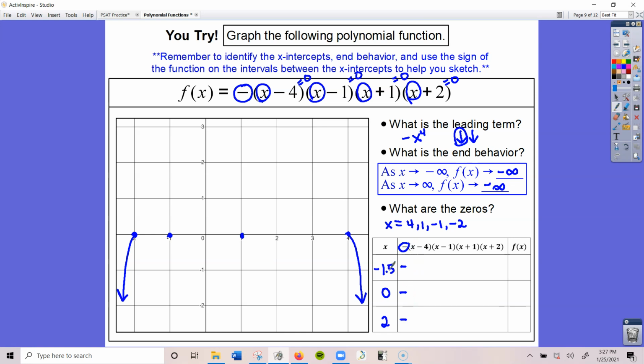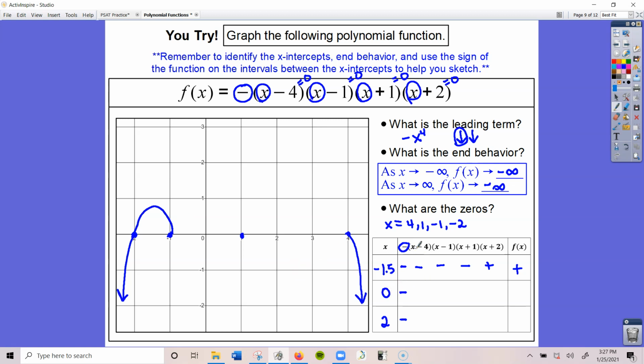Now when I plug in negative 1.5 into every x, negative 1.5 minus 4 is a negative number. Negative 1.5 minus 1, also negative. Negative 1.5 plus 1, negative. And negative 1.5 plus 2 is positive. If you multiply these 4 negatives together with a positive, you get a positive number. So my graph here is going to go up. Now remember, I don't care how high or how low you go when you're doing these dips and hills. It's basically you're just getting a general idea of what the curves of your graph are doing.